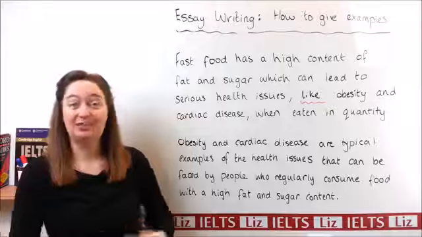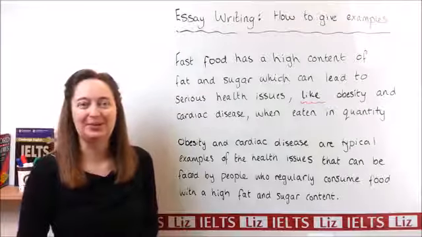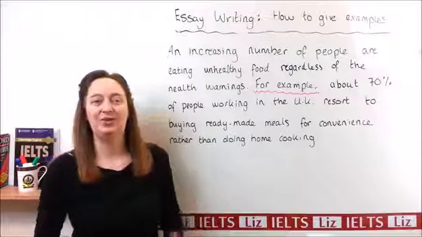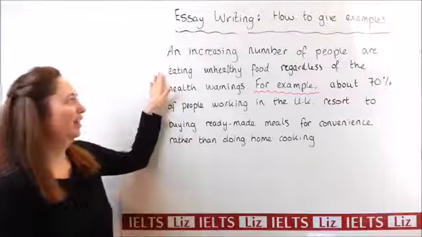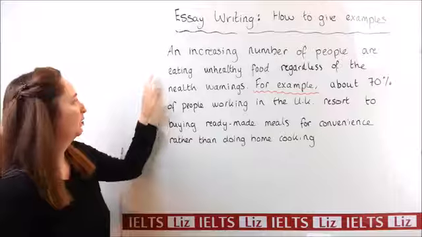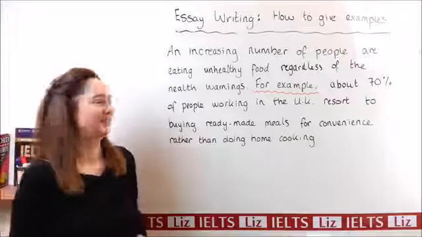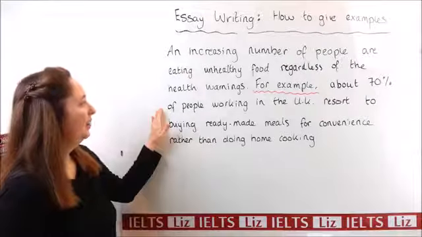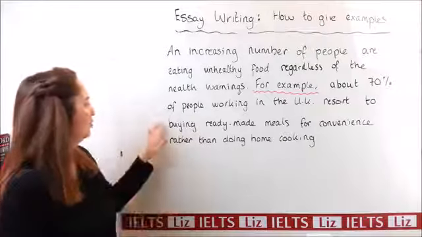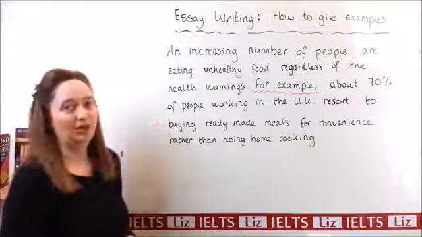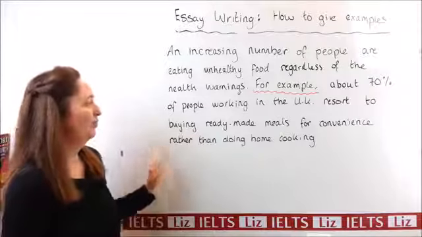Now let's have a look at some more ways that we can give examples. Another way to give examples. An increasing number of people are eating unhealthy food, regardless of the health warnings. For example, about 70% of people working in the UK resort to buying ready-made meals for convenience rather than doing home cooking.